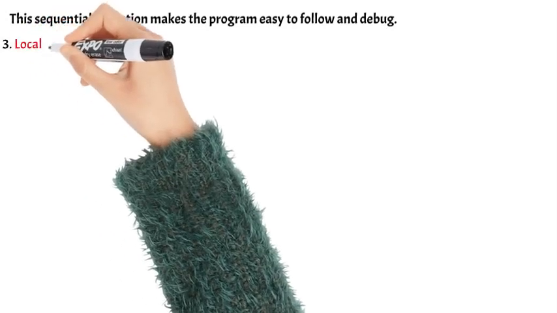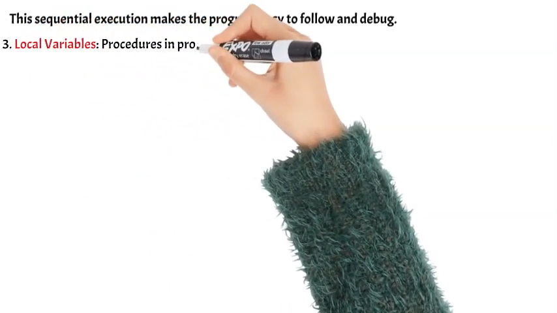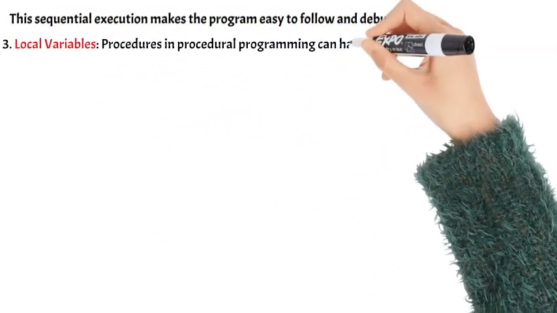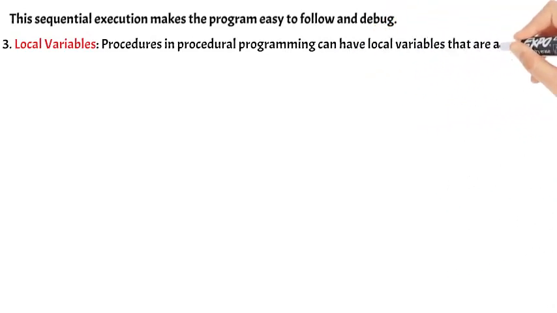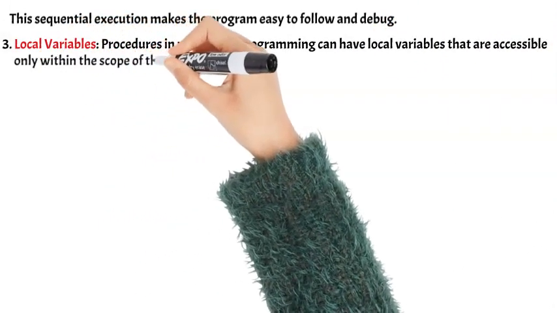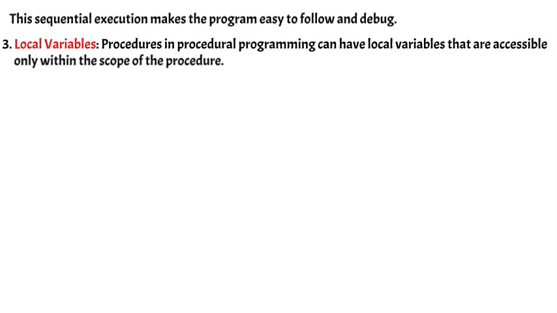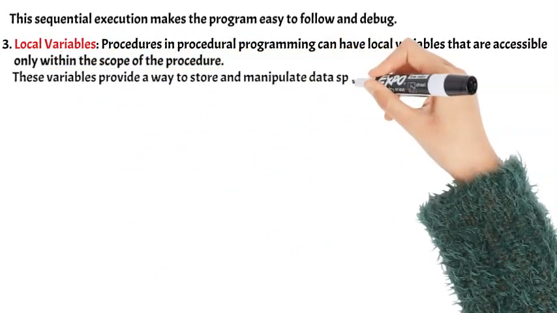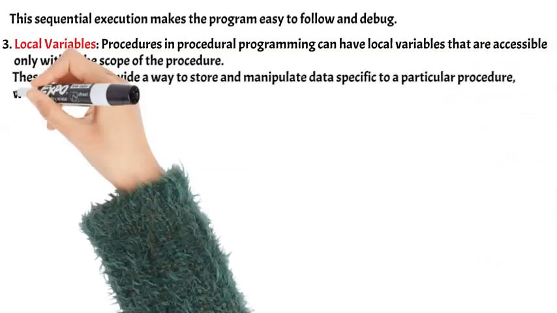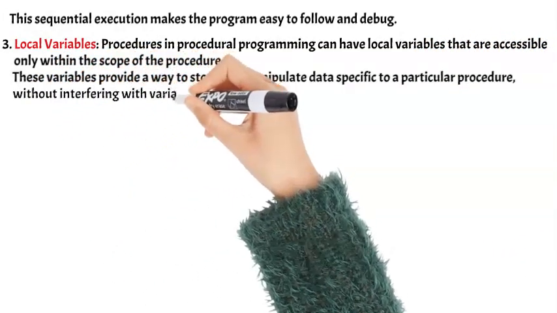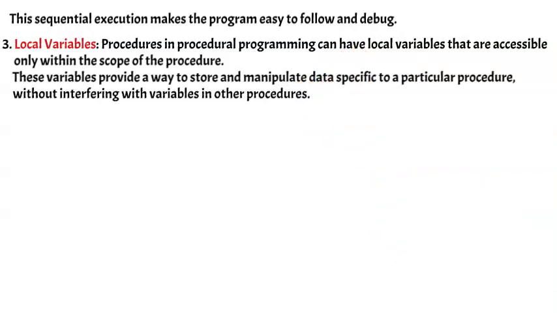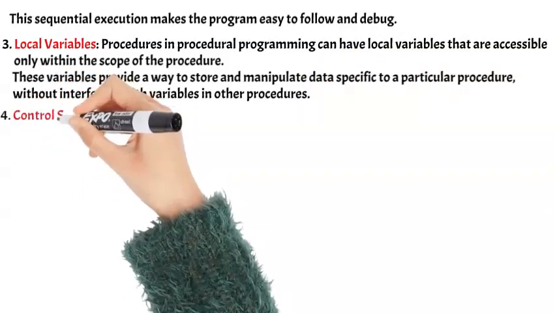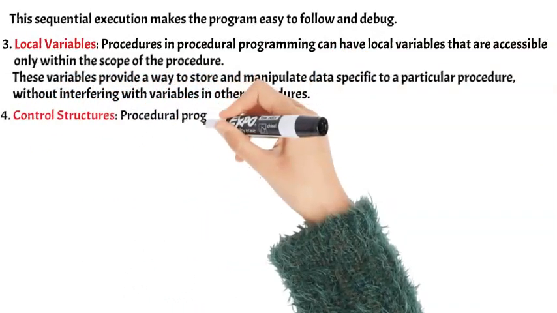3. Local variables. Procedures in procedural programming can have local variables that are accessible only within the scope of the procedure. These variables provide a way to store and manipulate data specific to a particular procedure without interfering with variables in other procedures. 4. Control structures.